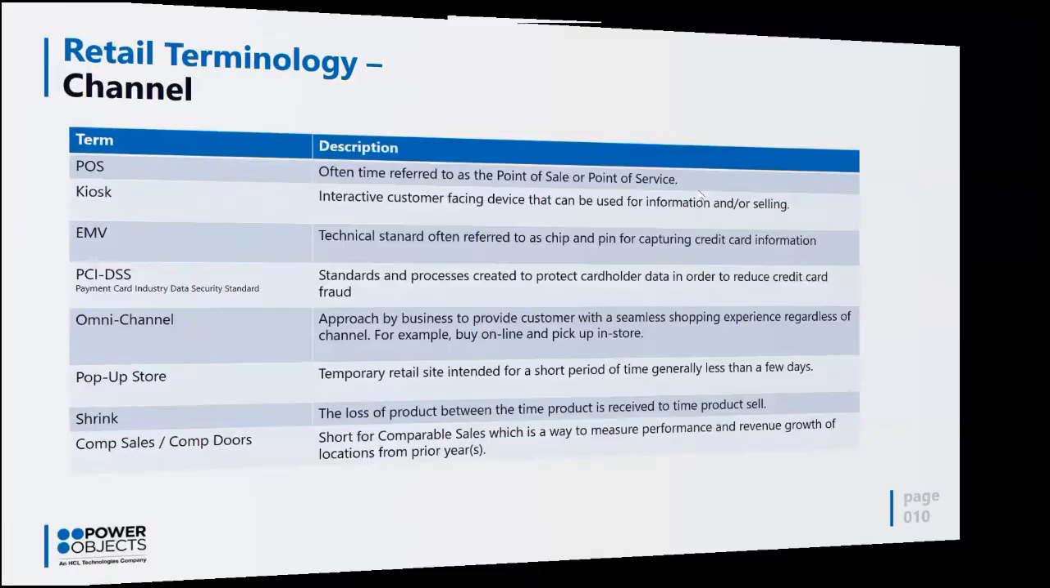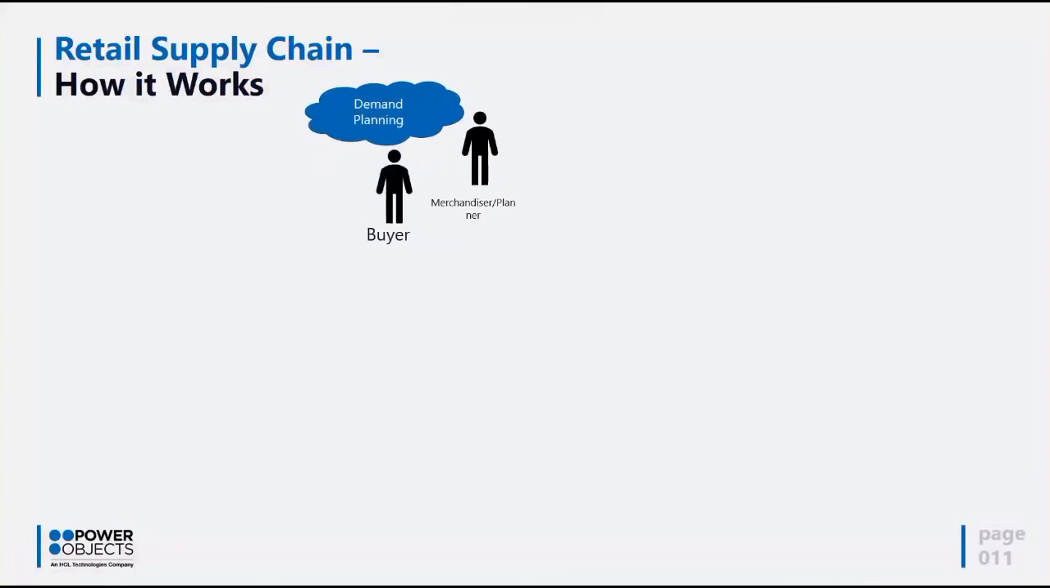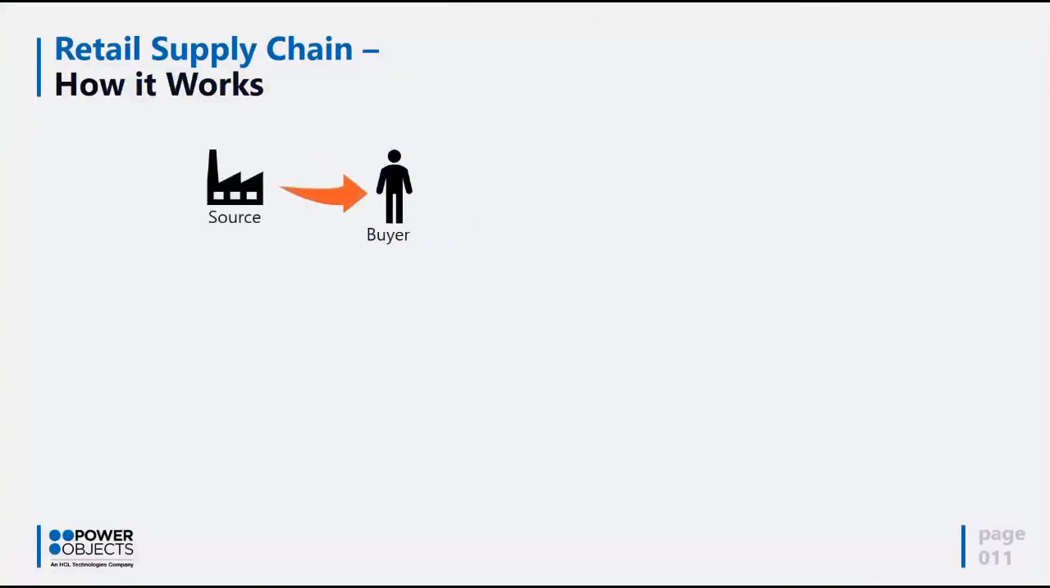So we can go to the next slide. And so how does this all work? The retail supply chain. We had talked earlier about the buyer. The buyer then works with the merchandiser and planner, working from a demand planning system, or we've seen a lot of manual demand systems off spreadsheets.